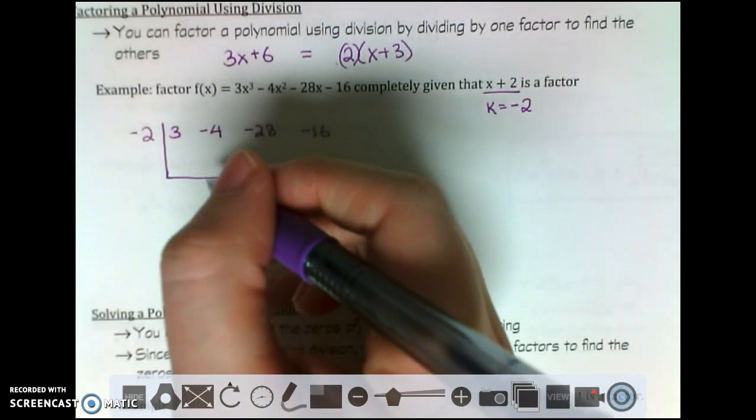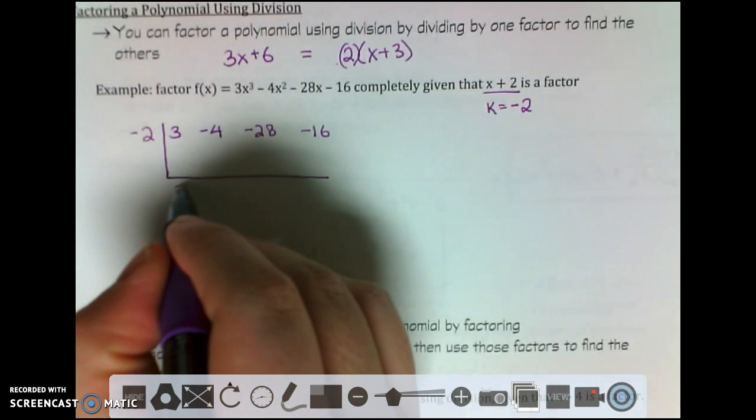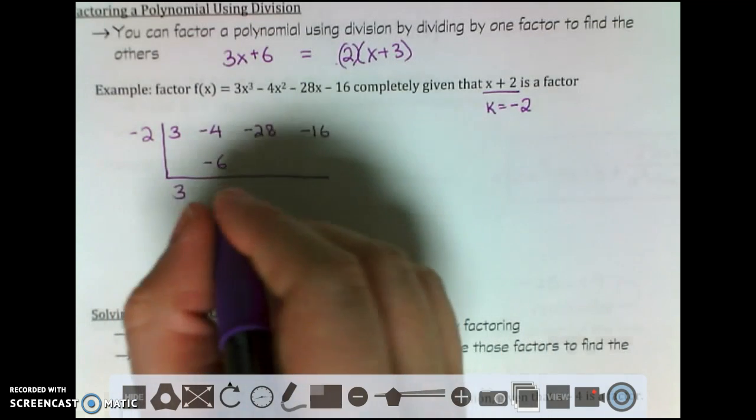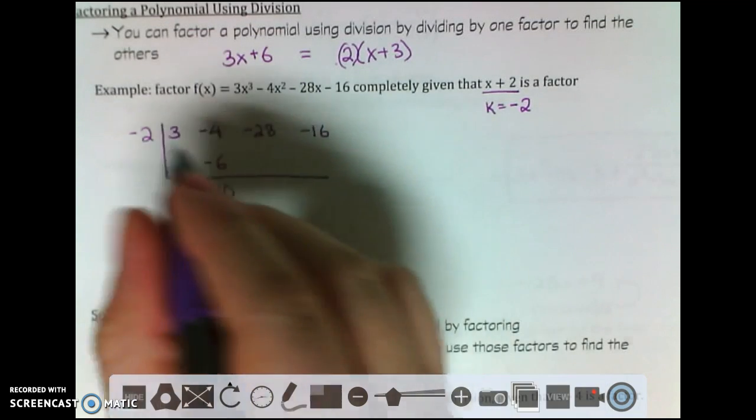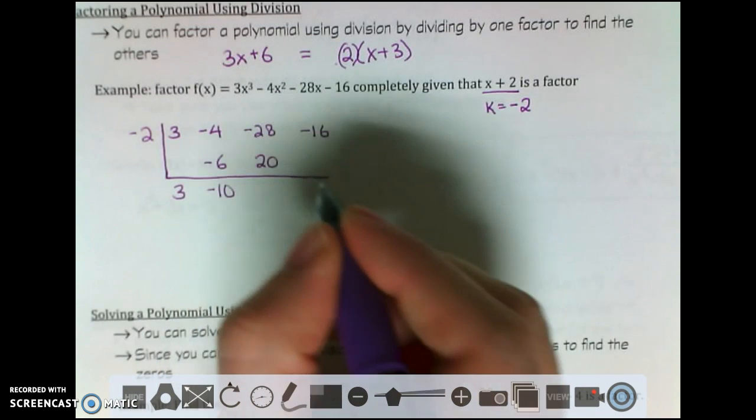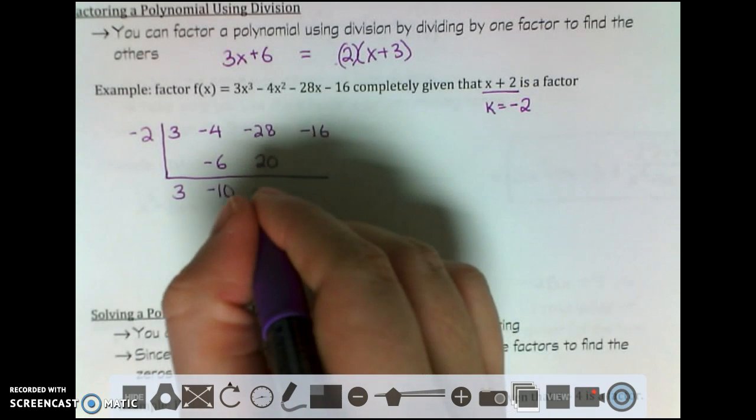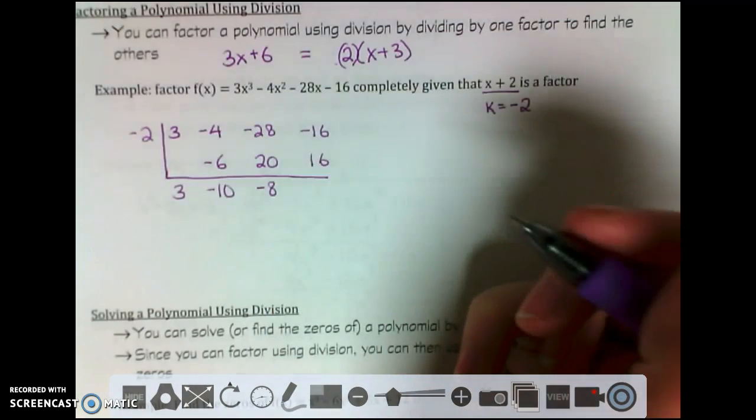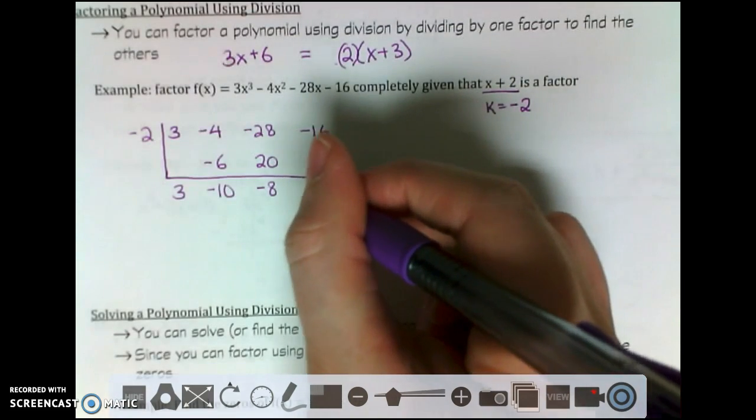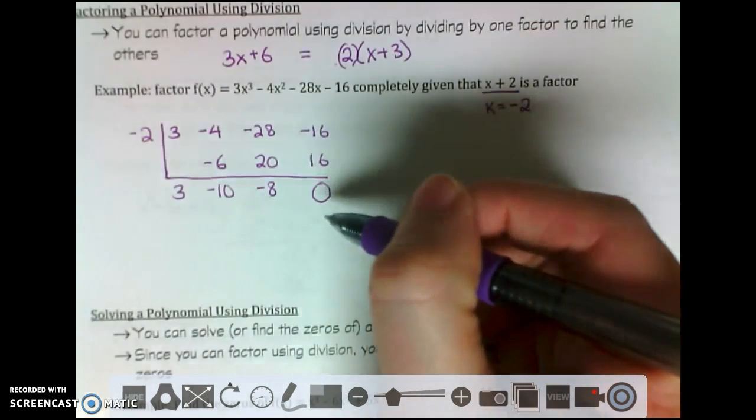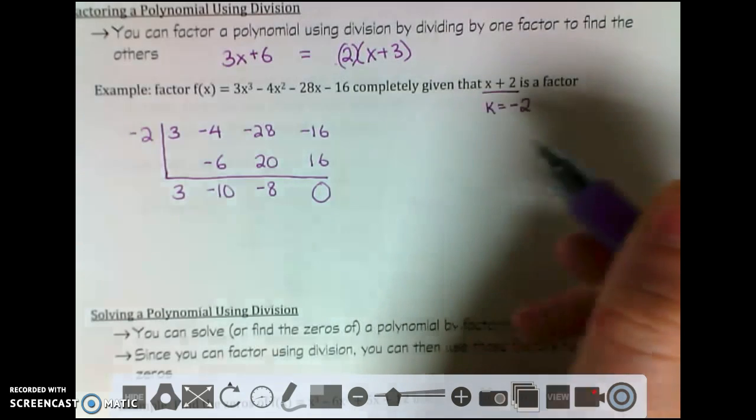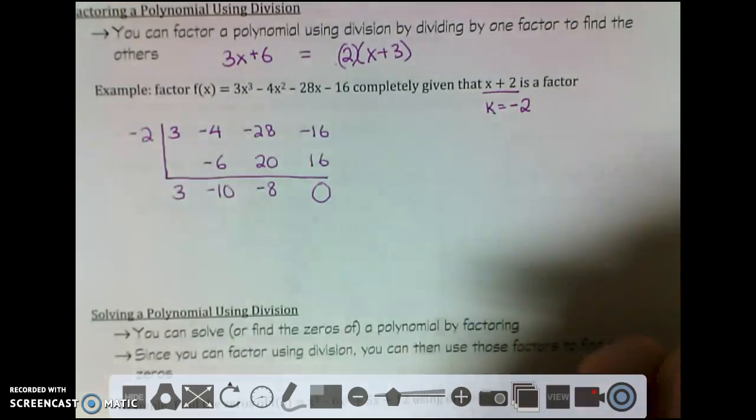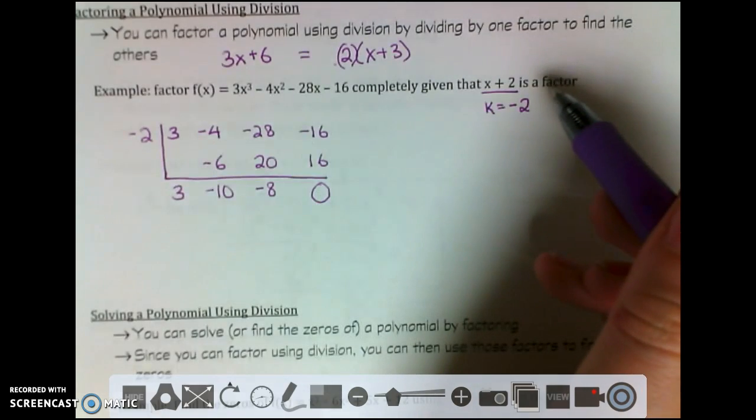So now I will just follow my synthetic substitution rules. I bring my 3 down. 3 times -2 is -6, plus -4 is -10, times -2 is a positive 20, plus -28 is a -8, times -2 is a positive 16, plus a -16 gives me 0. So those cancel out. Because I have a 0 remainder, I know that that is a factor. And because it tells me a factor, I know I should get a 0 remainder. If I don't, and it tells me it's a factor, I've done something wrong.